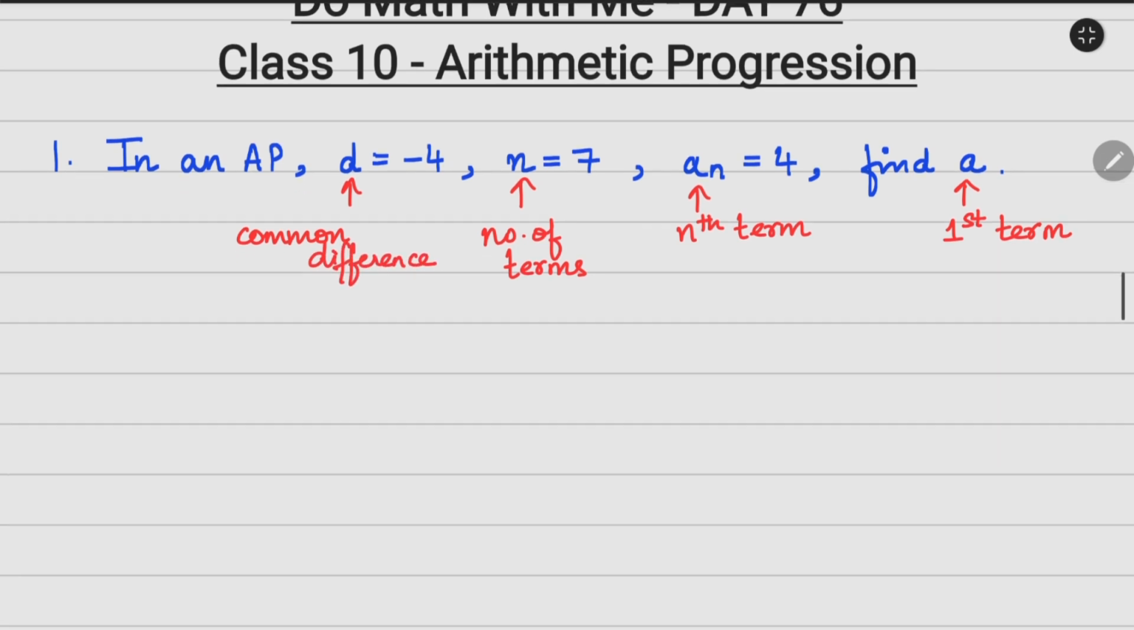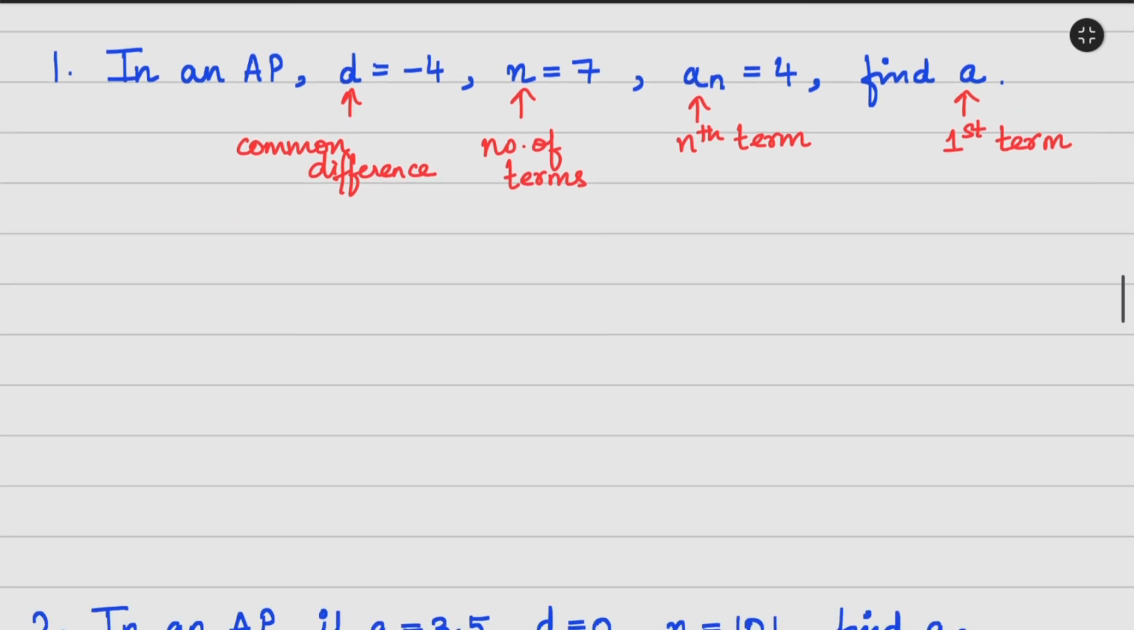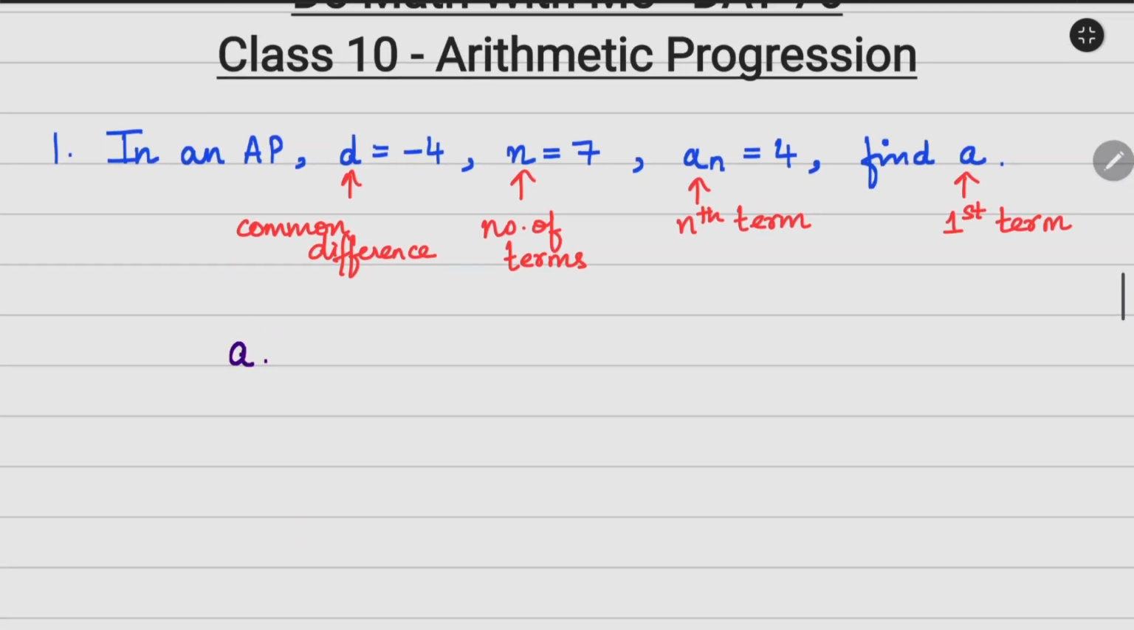Right? So given all of these, we have a formula to calculate. So suppose the nth term an is equal to the first term plus n minus 1 into d. This is the nth term formula. So you can just substitute all the given values and you can find out your a.